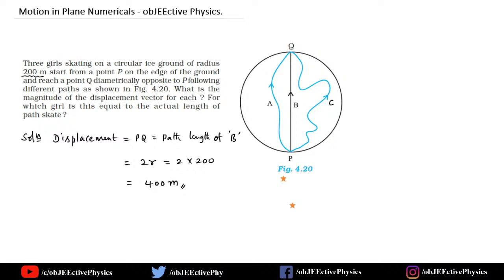And for which girl is path length equal to displacement here? For B. So the second answer is girl B, path length is equal to displacement. So these are the two answers for this question.